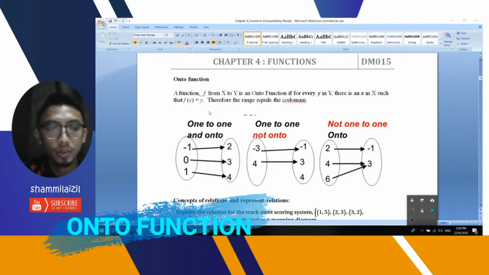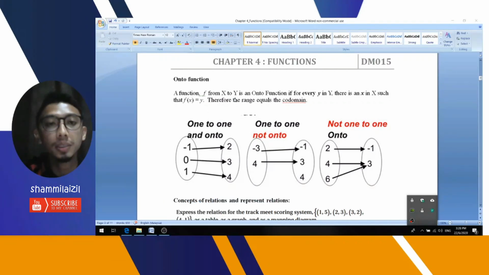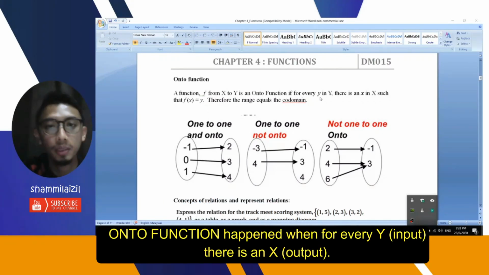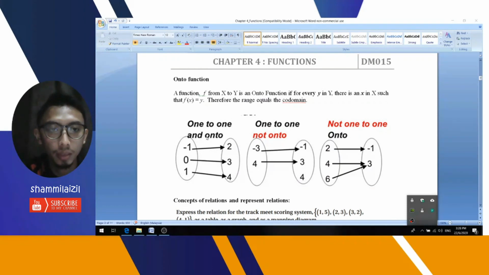Okay, so let's talk about onto function. A function is called an onto function if for every y there is an x. So that's the keyword: every y there is an x. Take a look at the diagram. Recall, this one is one-to-one, this is a one-to-one relation as well, but this one is actually many to one. That's why the statement given here is not one-to-one, because this is many to one.